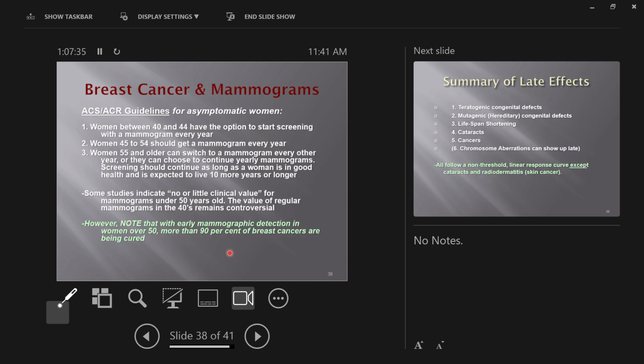Additionally, some guidelines have been put out giving recommendations on when in life these mammograms should be happening. At what point in life a female should begin to receive mammograms. So for asymptomatic women, people with no detectable lumps on a self-breast exam, no other risk factors, women between age 40 and 44 should have the option to start screening with a mammogram every year. So if you're under 40, there's just no need to do it. But between 40 and 44, that's when we recommend, hey, you should start to consider it, okay? 45 to 54, we recommend getting a mammogram every year. After that, 55 and older, switching to a mammogram every other year, or choosing to continue the yearly mammogram screening as long as they're in good health and expected to live more than 10 years past that mammogram point.